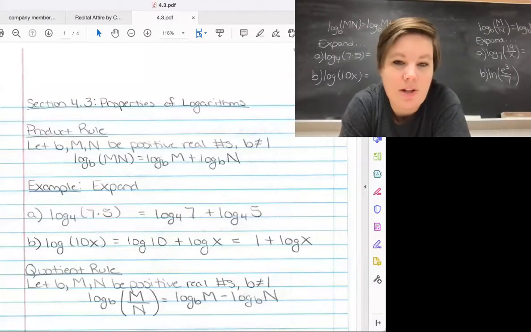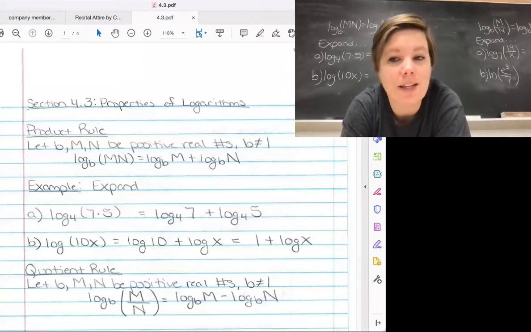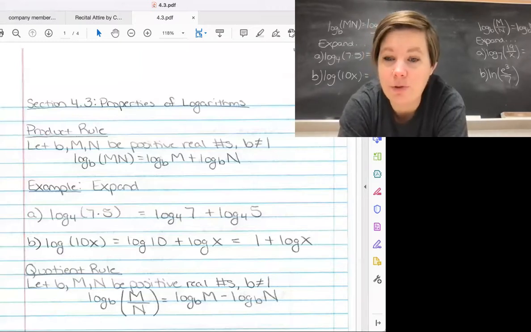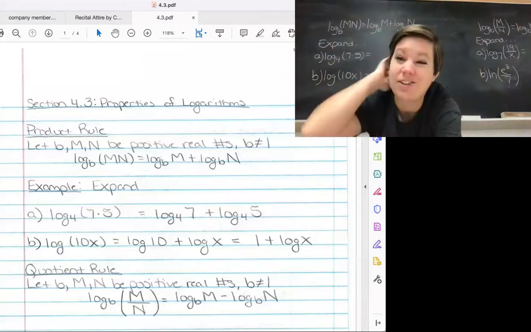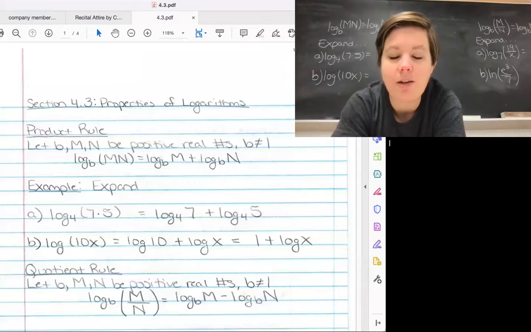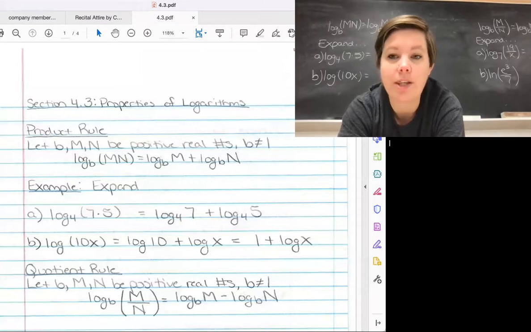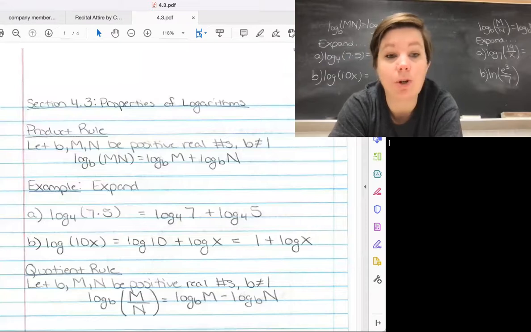Hey guys, so today we're going to do chapter 4, section 3, which is all the different properties of logarithms and how we're going to manipulate them algebraically and solve and things like that. There are a lot of different rules, but they're not necessarily difficult. It's just going to be getting used to them. Just like you can add, subtract, multiply, and divide with numbers, you can use those same principles with logarithms. And so we're going to learn how those work.